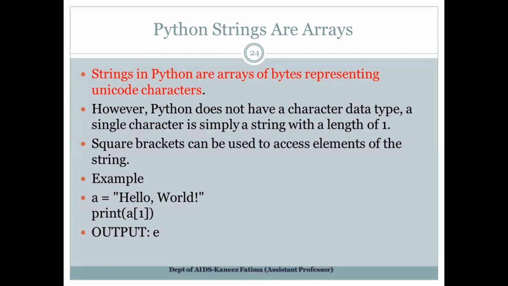Strings in Python are arrays of bytes representing Unicode characters. However, Python does not have a character data type. A single character is simply a string with a length of 1.